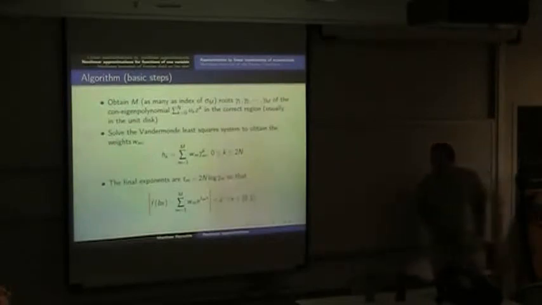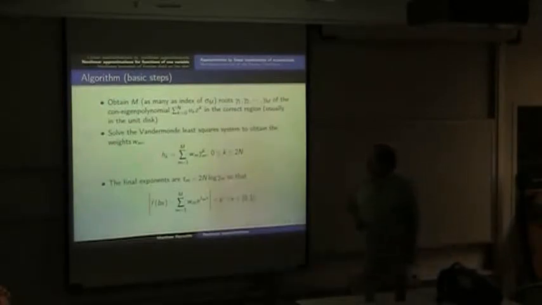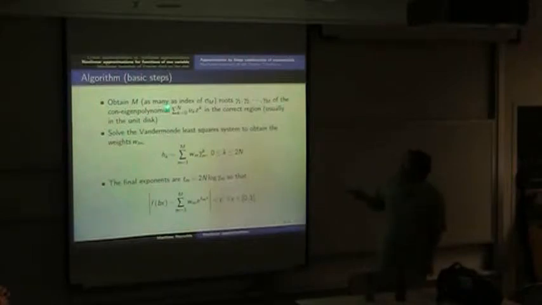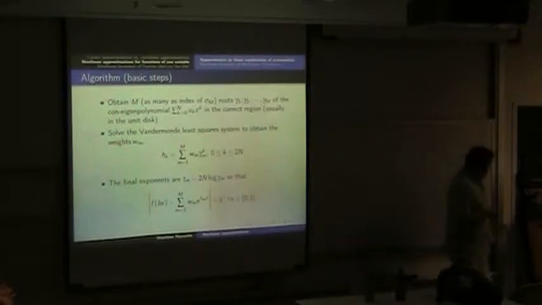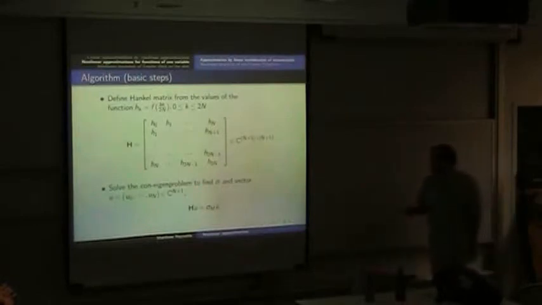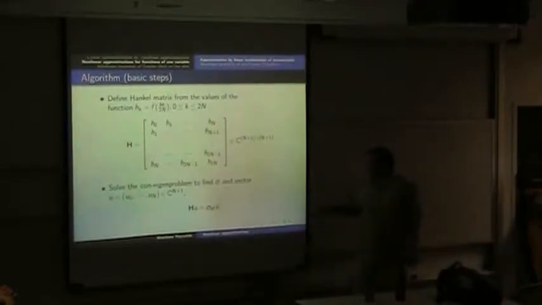Okay, once we solve this problem, we want to obtain the roots of a con-eigenvalue polynomial in the correct region, where M is the index of the singular value that we choose. So what is a con-eigenvalue polynomial? We solve this problem, and we select this con-eigenvalue, which is going to control our error, and we find an associated con-eigenvector. Okay?